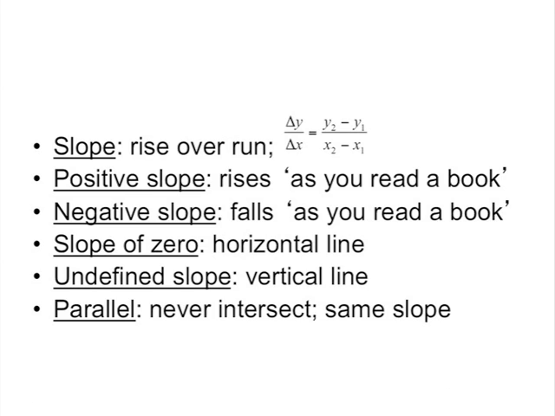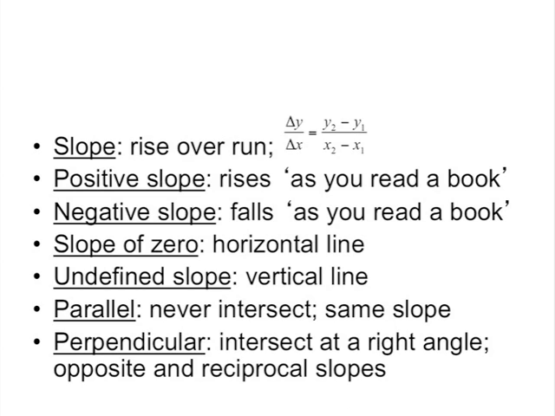A pair of parallel lines never intersect each other, so their slopes are exactly the same. They're rising and running at the same rate. If they were rising and running at different rates, eventually they would hit each other. So parallels have exactly the same slope.